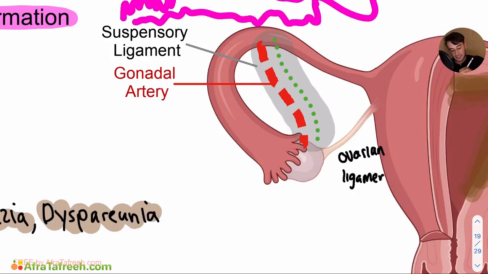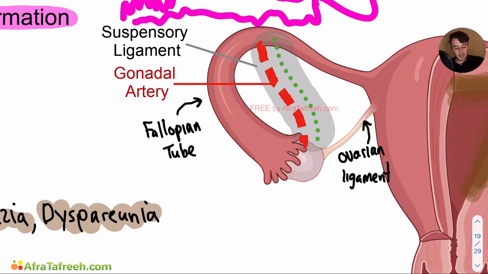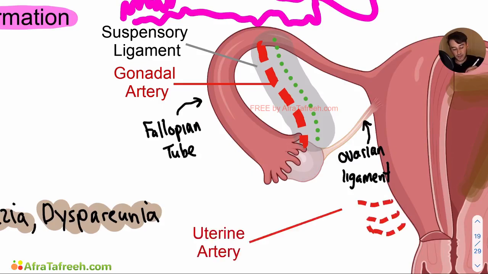It doesn't really even contain blood supply or anything. It's just there providing support. And then here we have our fallopian tube, and then we can also draw in some collateral blood supply from our uterine artery, which is also going to help supply the ovary with blood.